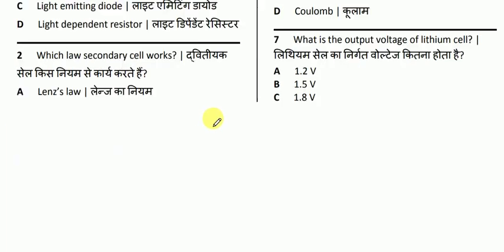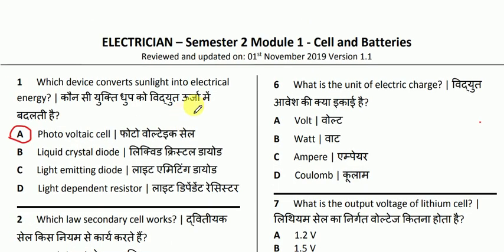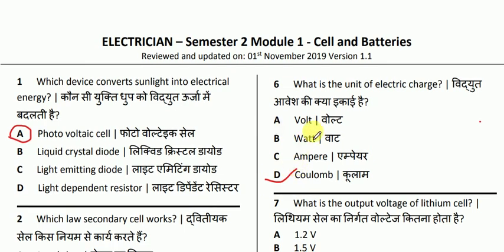And coming to the fifth question, what is the name of the defect that is bending of plates in a secondary cell? That is option A, buckling. Coming to the sixth question, what is the unit of electric charge? That is coulombs. Here they gave volt. Volt is the unit for voltage, watt is the power, and ampere is the unit for current.